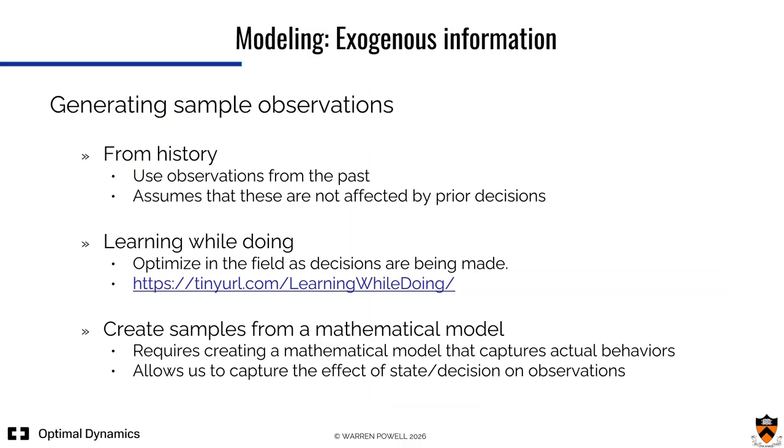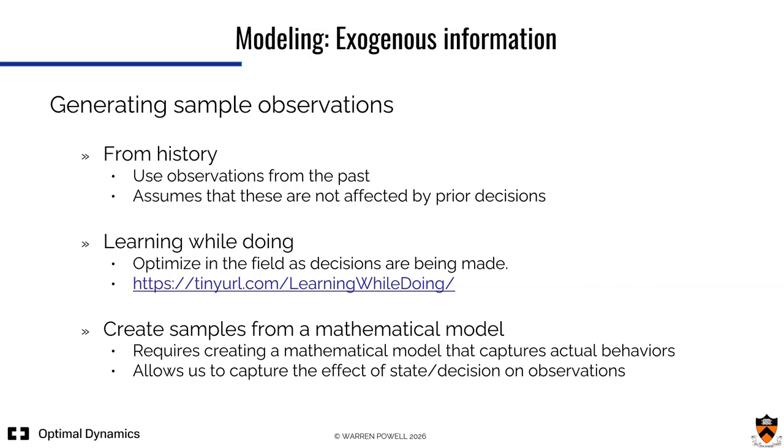Now, when you're generating samples of this information, one option is to just use what comes from history. People in finance do this all the time. I can also do what's called learning while doing, which says, okay, I don't actually have a history. I'm going to put this in the field and observe data as it comes in. Now, it's kind of slow. It takes a day to observe a day, but in these first two bullets, I don't need to model that process. But then there are times when I do have to model it.